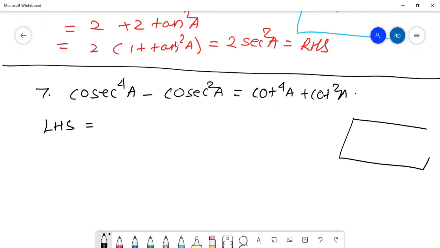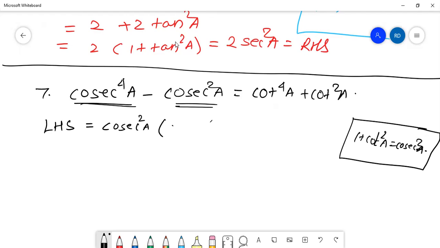The formula we should focus on here, this is not a peripheral formula, this is the square identity, that 1 plus cot square A is equal to cosec square A, right? But this is cosec raised to 4A and we cannot use the same formula over here. So what we can do first is to simplify this. How to do that? Take cosec square A common from both of them. Cosec square A minus 1 will remain inside.